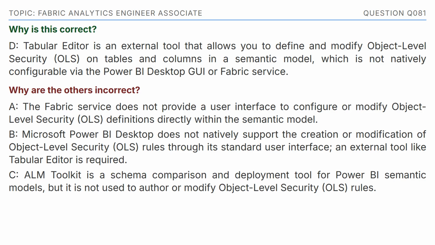Why are the others incorrect? A. The Fabric service does not provide a user interface to configure or modify object-level security, OLS, definitions directly within the semantic model. B. Microsoft Power BI Desktop does not natively support the creation or modification of object-level security, OLS, rules through its standard user interface. An external tool like Tabular Editor is required. C. ALM Toolkit is a schema comparison and deployment tool for Power BI semantic models, but it is not used to author or modify object-level security, OLS, rules.